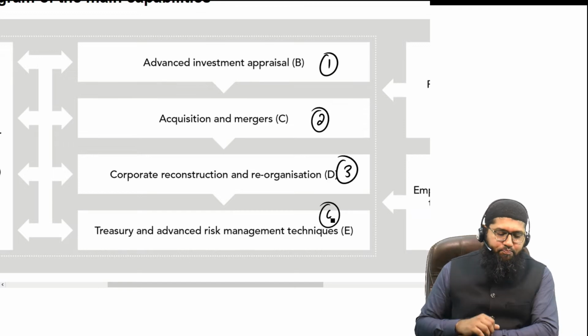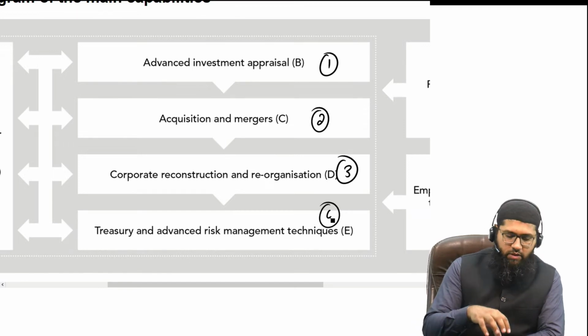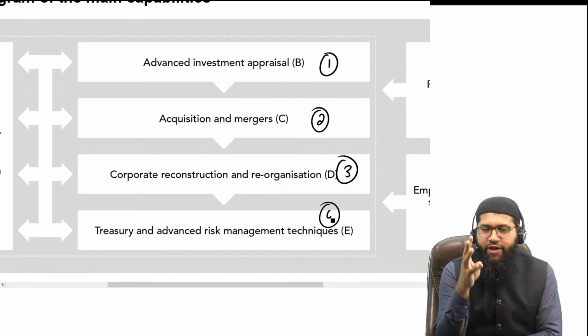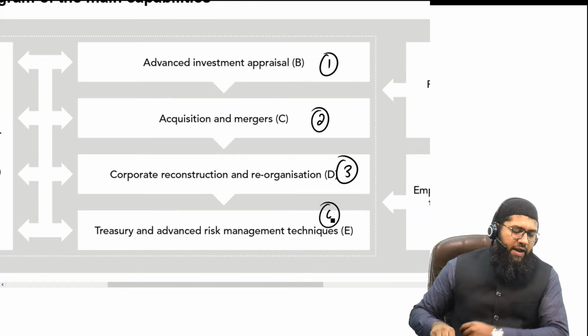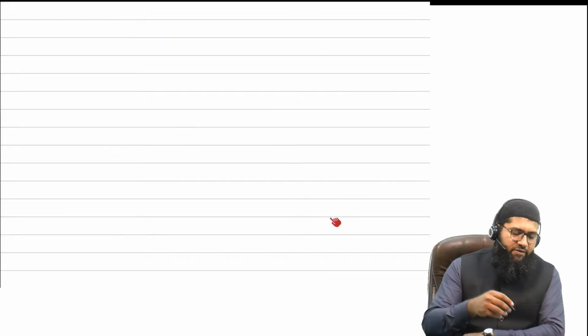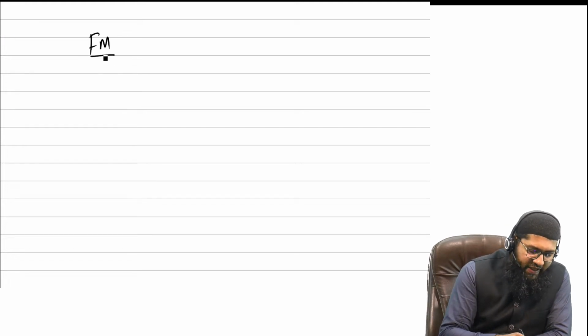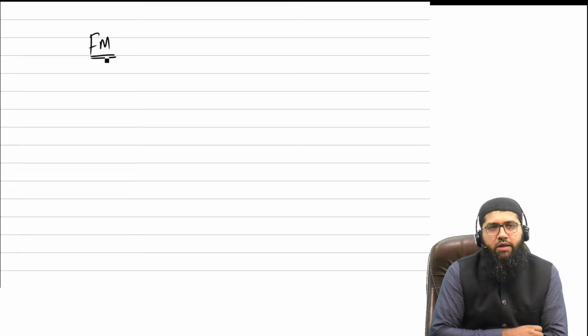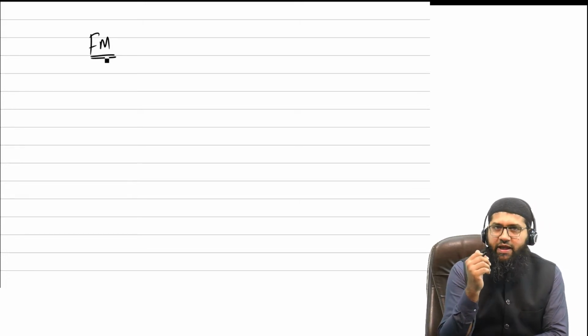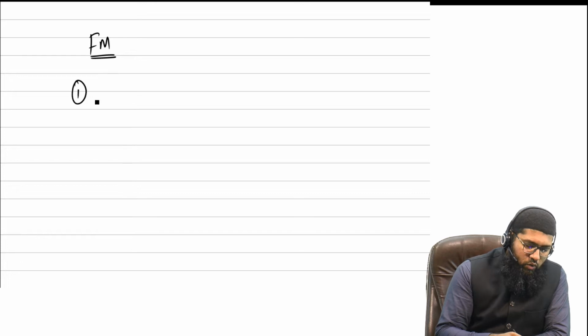So you can see that these are the four core areas of the syllabus. There are other areas of the syllabus also, but these are the four core areas. Now let me give you a bit of guidance: when we study the FM, the F9 course, there are majorly 5-6 areas of the syllabus. What are those areas? One of the areas is investment appraisal.